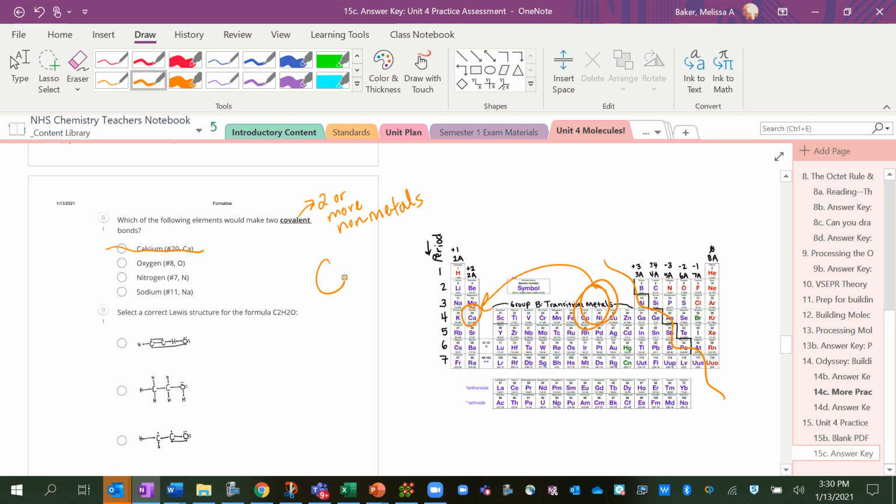Let's check out oxygen. Oxygen is in group 6A. So when you draw the 6 dots, ooh, it does have 2 lonely electrons. So yes, this is the answer. Oxygen would want to make 2 covalent bonds.